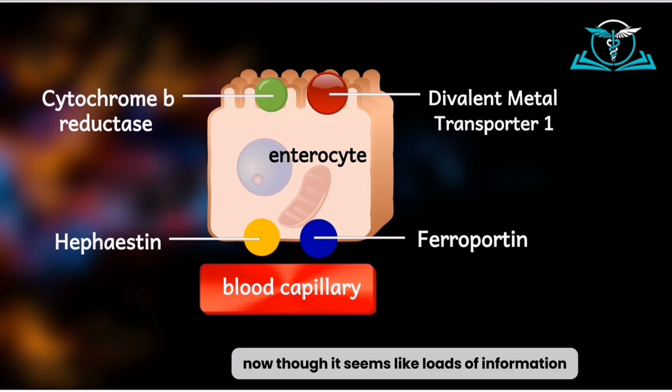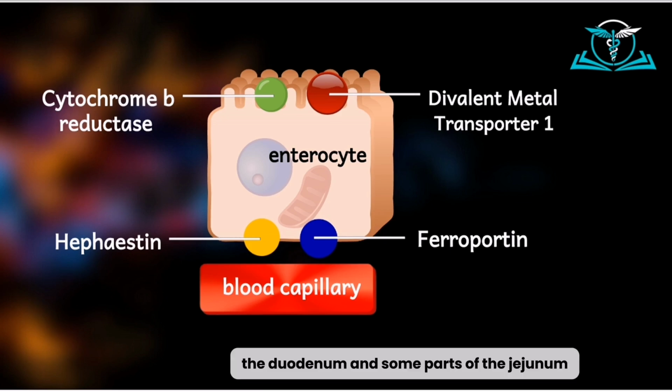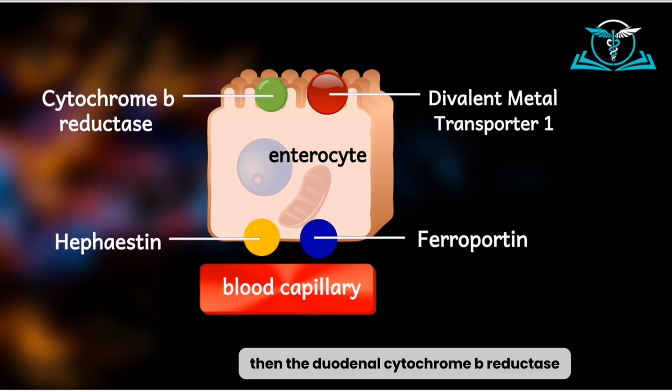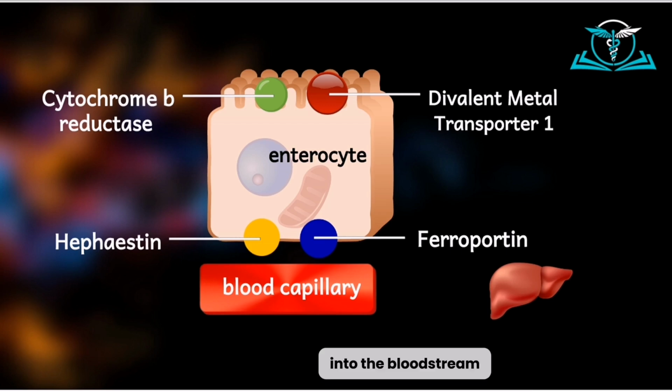Now, though it seems like loads of information, I hope you can remember this, that the important players here are the duodenum and some parts of the jejunum, the proximal jejunum. These are the sites of iron absorption. Then the duodenal cytochrome B reductase converts ferric iron or iron 3+ to iron 2+. Then the divalent transporter 1 absorbs iron 2+. Then if the iron is supposed to be transported into the bloodstream, hephaestin converts iron 2+ to iron 3+.